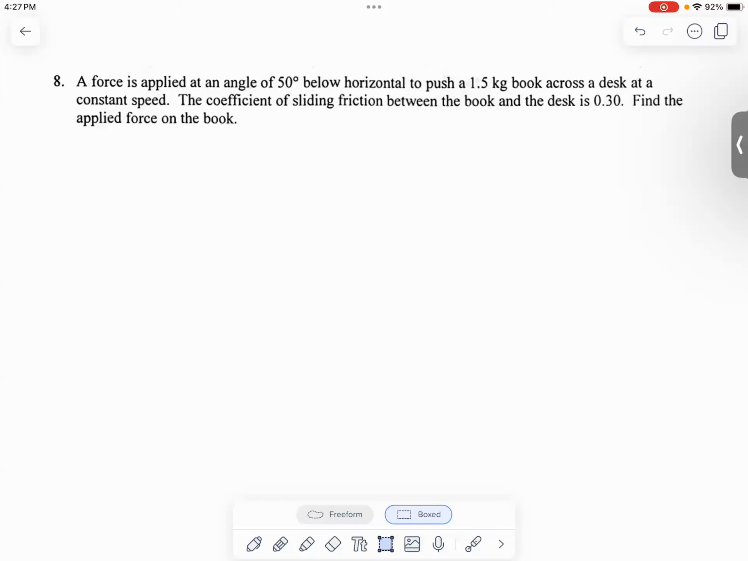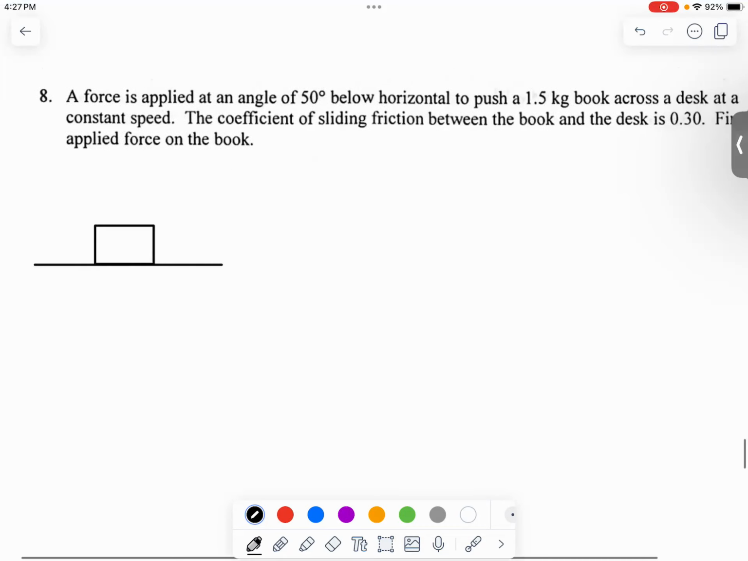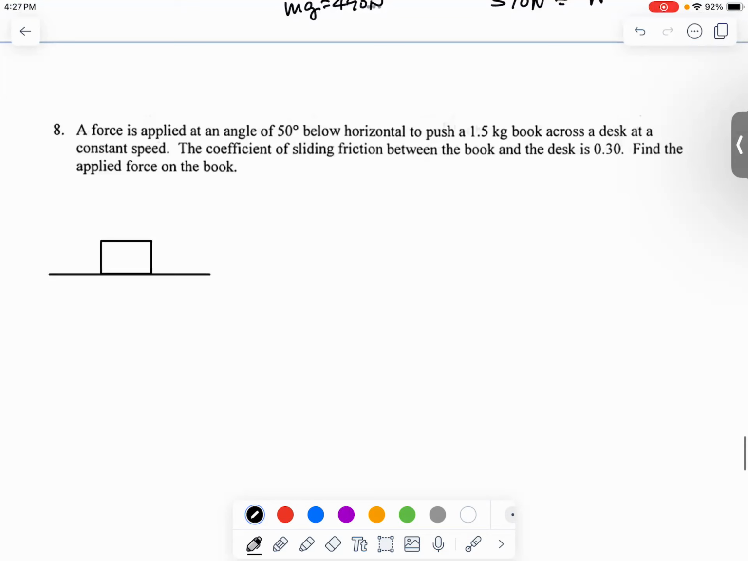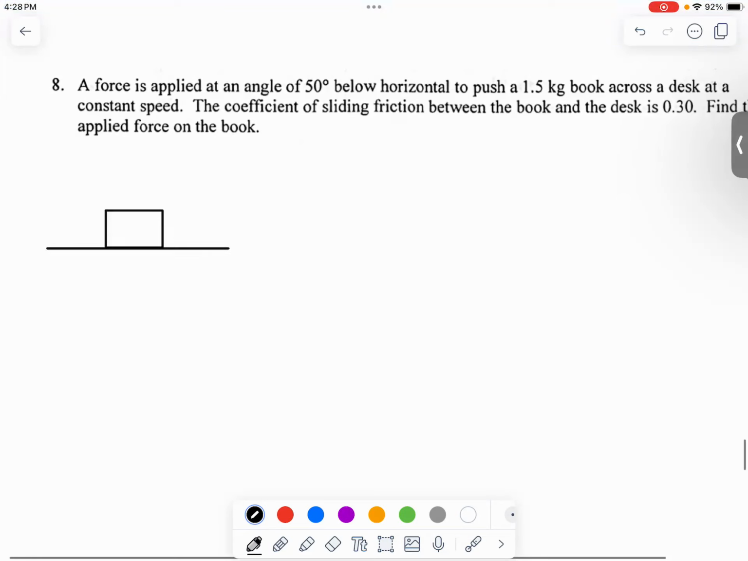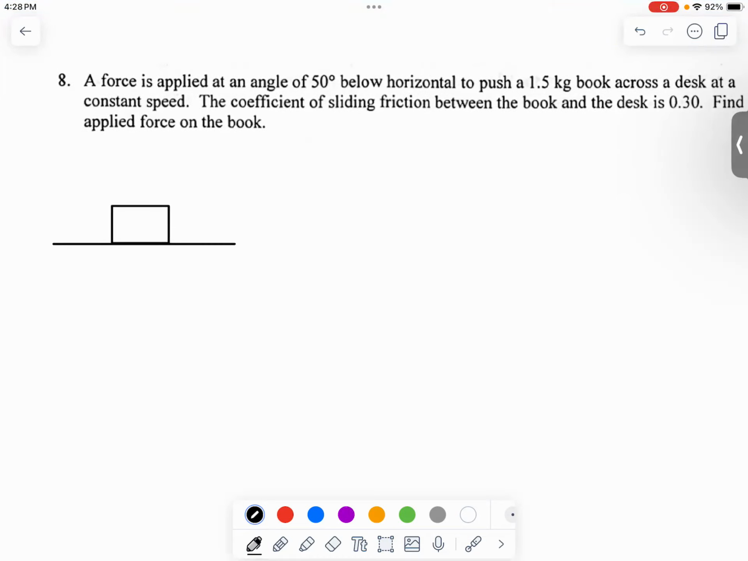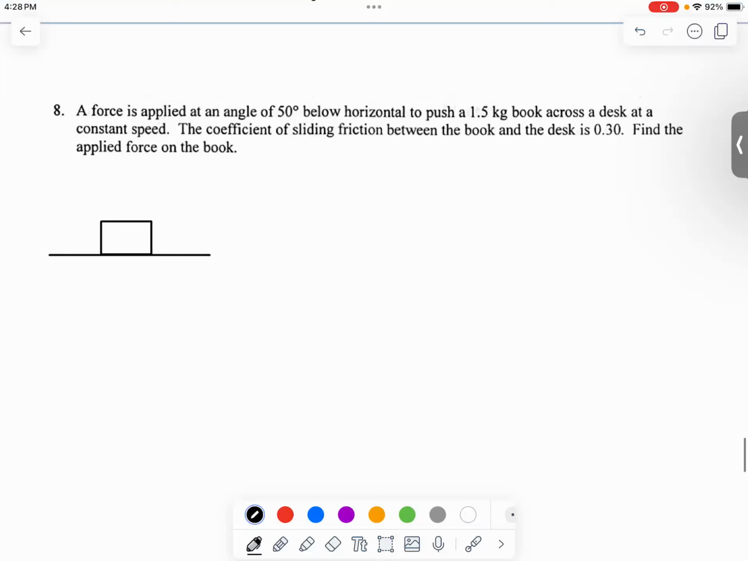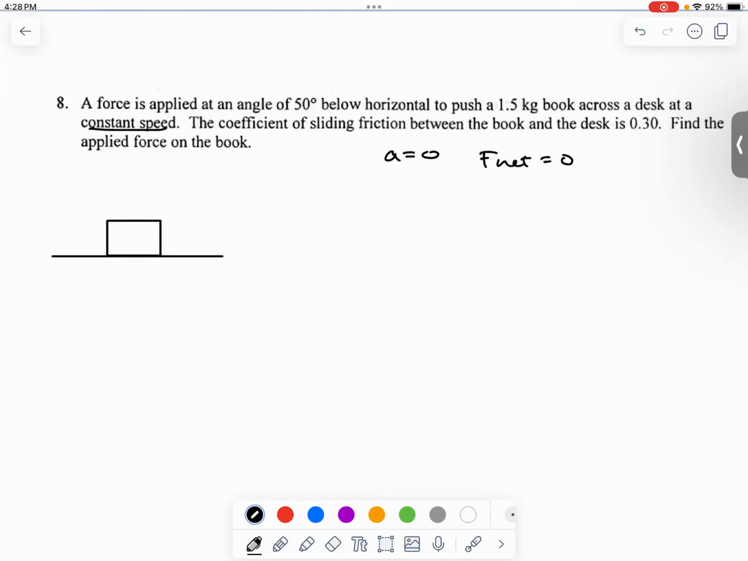All right. So let's take a look at the force diagram. A force is applied at an angle of 50 degrees below horizontal. Now, not the best way to push a book, but the force is applied at 50 degrees below horizontal to push a 1.5 kilogram book across the desk at a constant speed. So acceleration is equal to 0. F net is equal to 0.